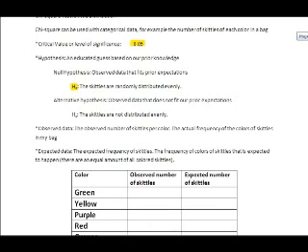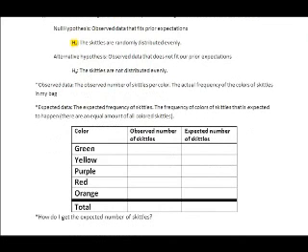And the other is an alternative hypothesis. An observed data that does not fit our prior expectations. So for this one, it's H sub A, and this would be the Skittles are not distributed evenly. So there's an unequal amount of a certain type of Skittle.